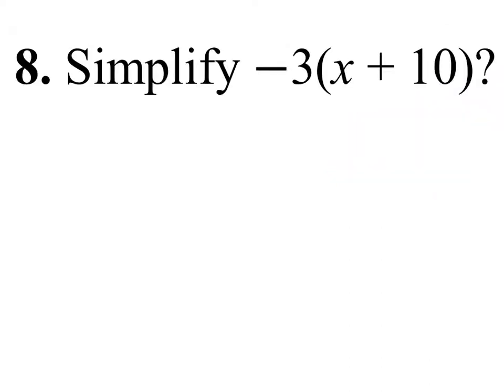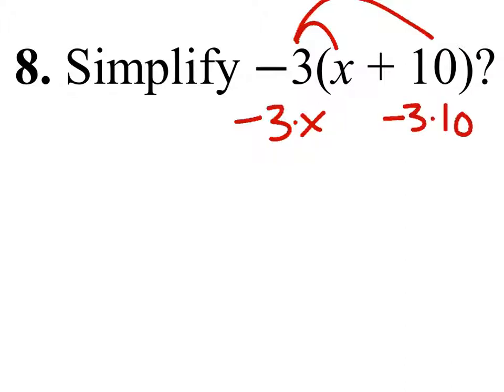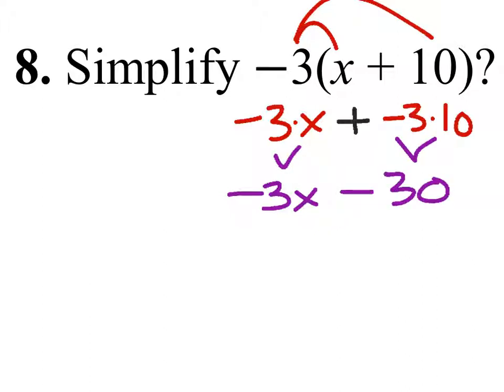All right, simplify these. Negative 3 times x plus 10. A couple ways we can look at this. We can be distributing a negative 3, which is what I prefer. Others of you may prefer to see this as the opposite of 3 groups of x plus 10. Whatever, you get to choose. In any case, let's distribute, because that's what I like to do. Negative 3 times x, and then we've got negative 3 times the 10 right here, with the plus sign between. Negative 3 times x is negative 3x, and negative 3 times 10 is negative 30. Done.